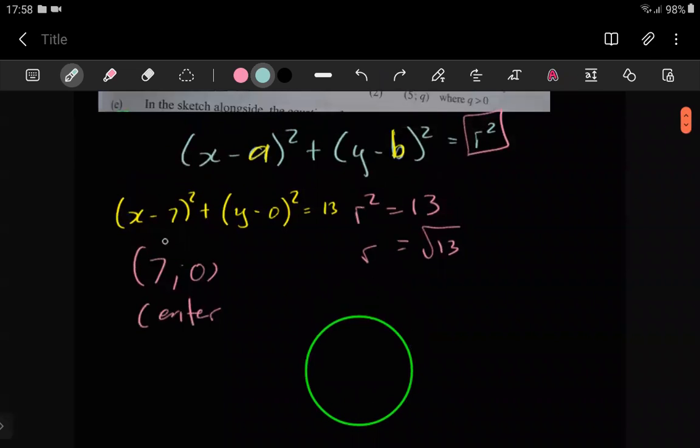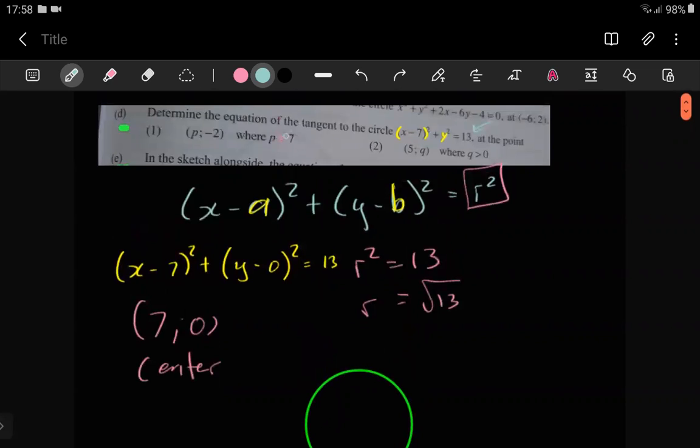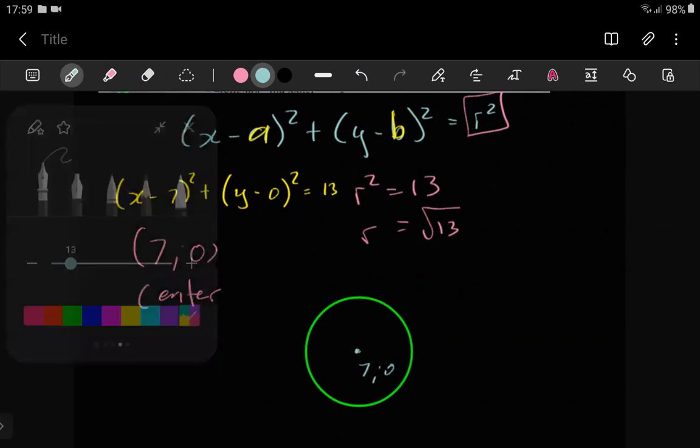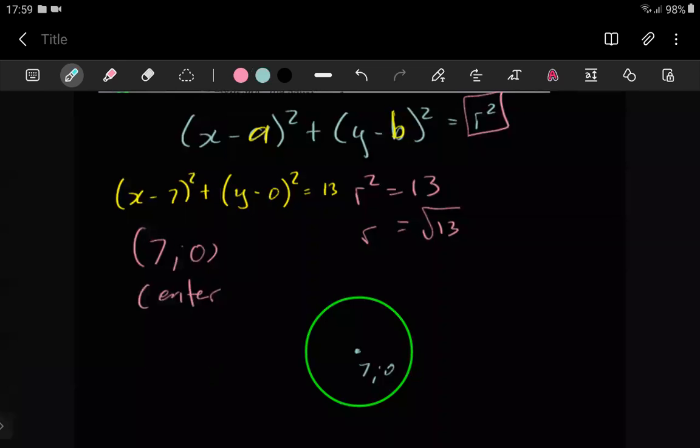So with our specific circle, the reason why they're telling us that P is bigger than 7 is because they're trying to give us an idea of where this X value is. Because firstly, if you look at your circle, what we already know is this center, the X value is 7, the Y value is 0, see. So if you want to draw it on a Cartesian plane, it's going to look something like this.